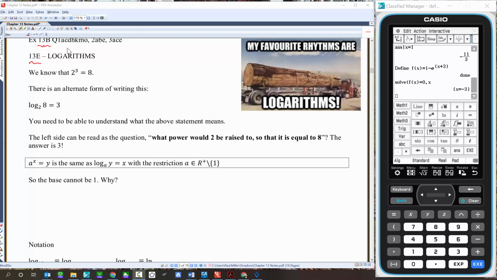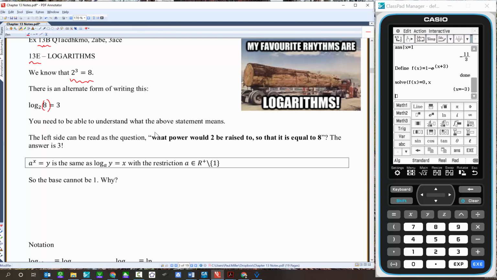This video on logarithms will jump from 13b all the way over to 13e. Alright, so you might have heard about logarithms before. Let's go through them. So we know that 2 to the power of 3 does equal 8. And what we're going to note is that there's an alternate form of writing this particular equation. So what we can say is log 2 of 8 equals 3.